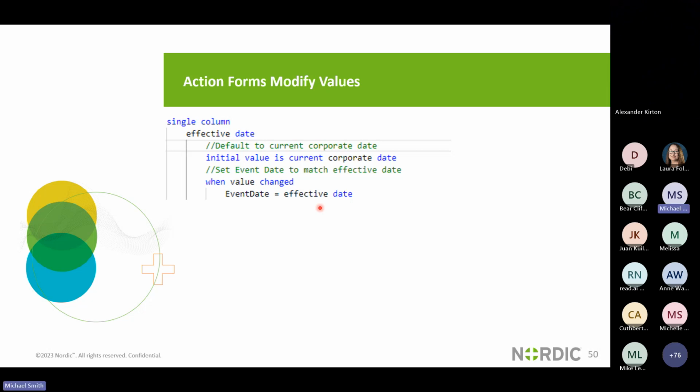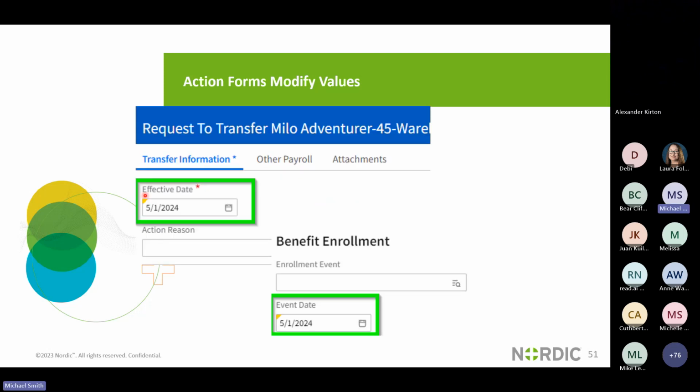And it works with more than dates. It's just what I chose. And this just shows the output, so came in and it was 5-1 at the time. And so it's defaulted to 5-1, the event date set to the same as the effective date, not having to set them both or either.